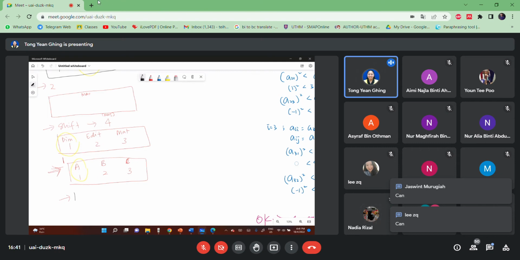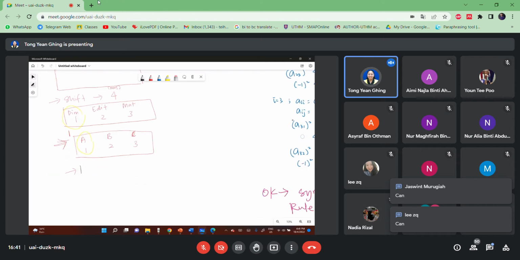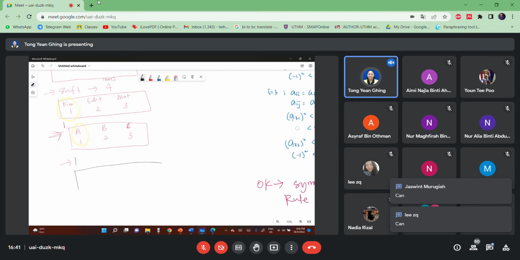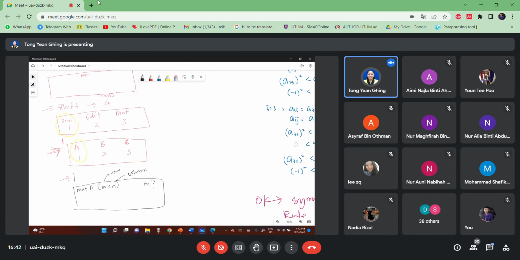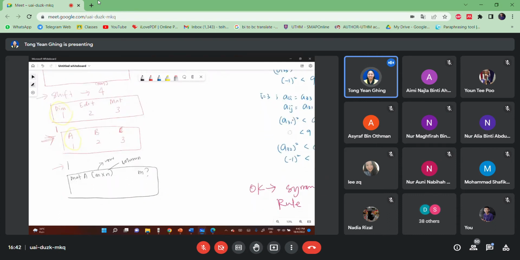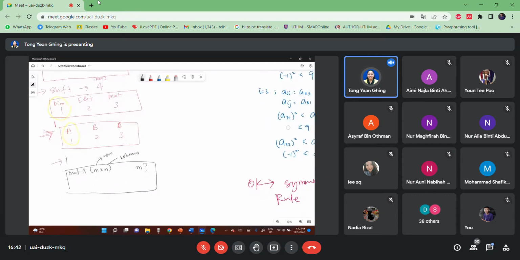Now, when you press 1, it will appear like this. It will appear Mat A, M times N. M is the row and N is the column. Because this matrix is 3 times 3, that is 3 rows and 3 columns, your M is 3. So you press 3.